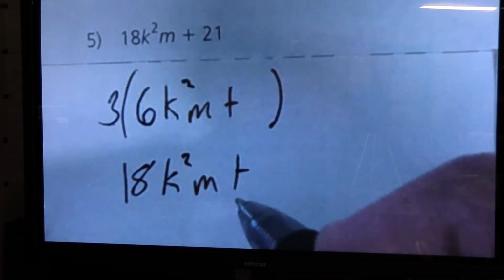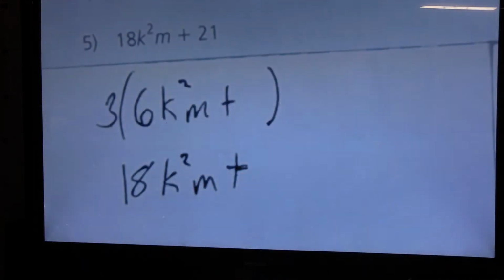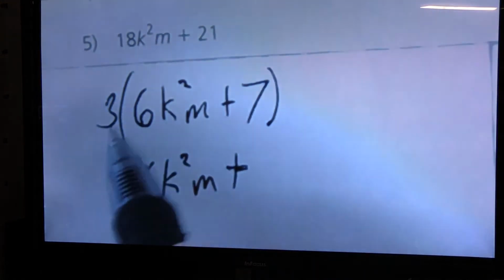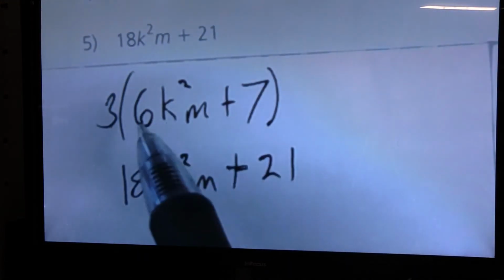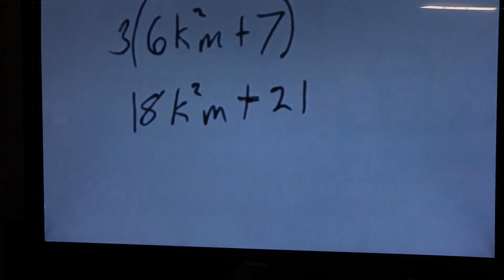Okay, now I need to figure out what I multiply by 3 to get 21. All right, Kyrell, what are we going to do? Multiply 3 by 7 to get 21. Yeah, so I'll put 7 right here. So 3 times 7 is 21. So here are 2 ways to write the same problem. I can go ahead and move that down.